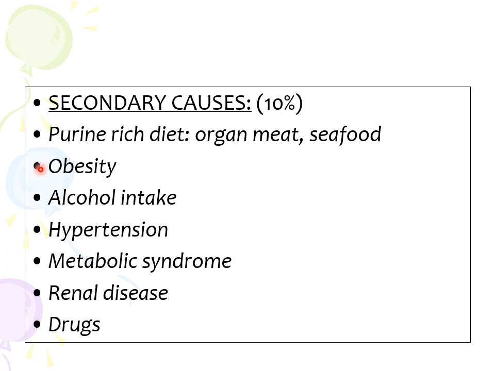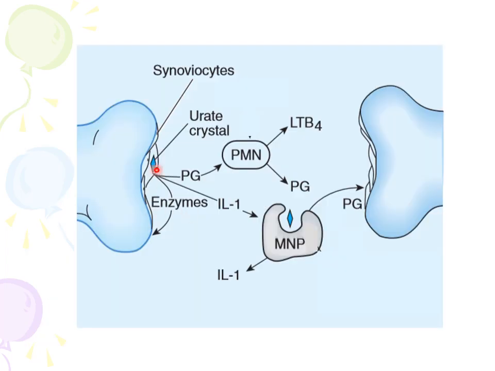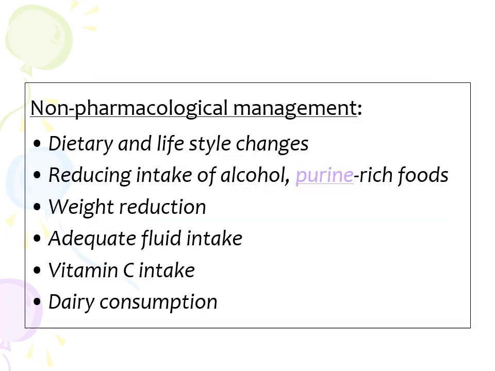Another well-known cause of this high level of uric acid or urate crystals is alcohol ingestion. Then the inflammatory process: the uric acid, urate crystals are taken up in the synovial fluid by the leukocytes or the cells over there, and then inflammatory mediators are released. So let me show you different slides over here about uric acid.